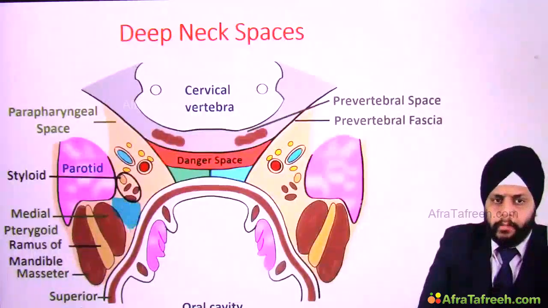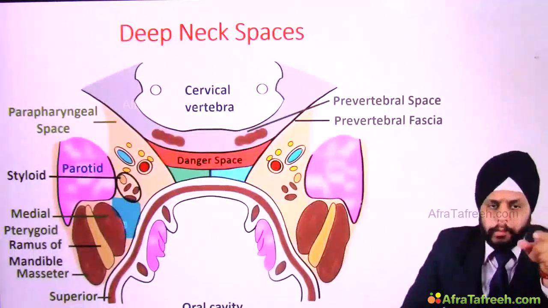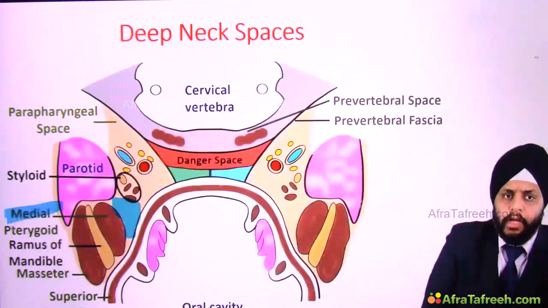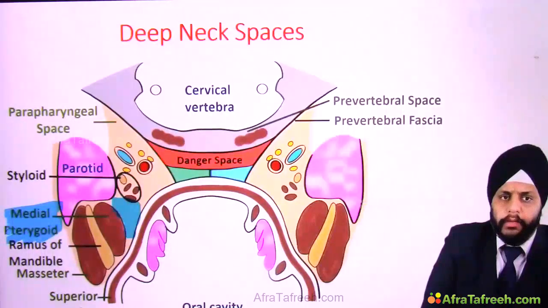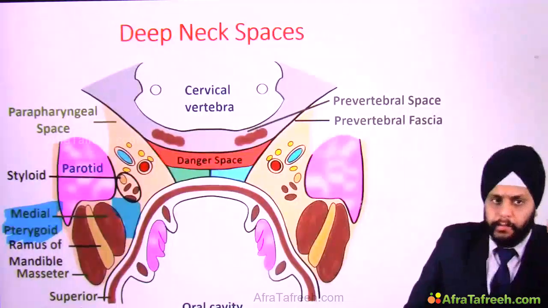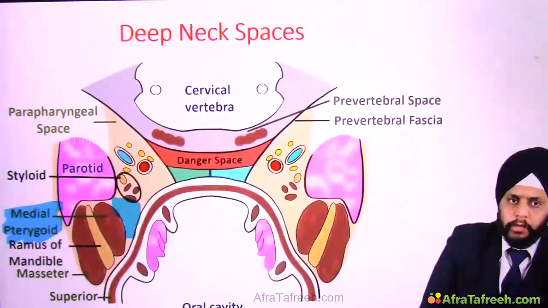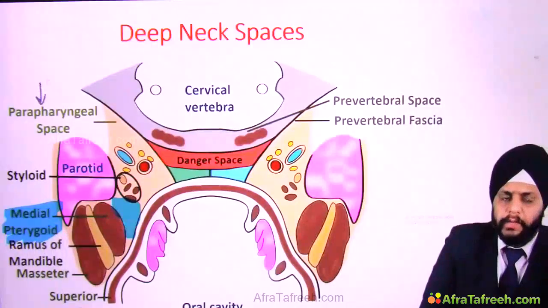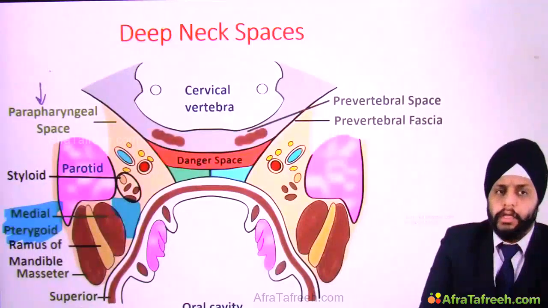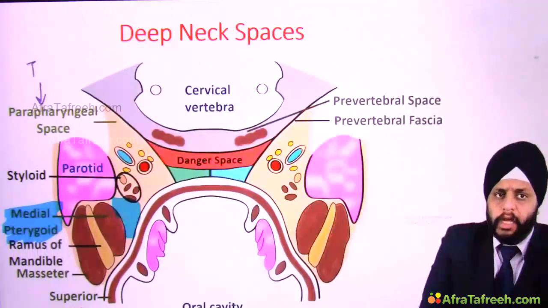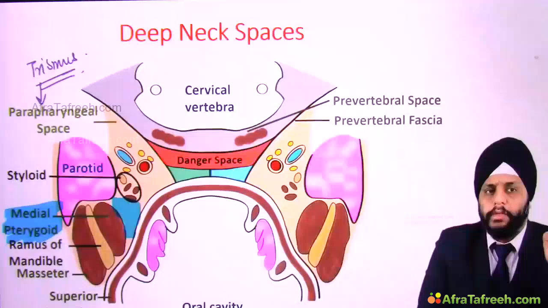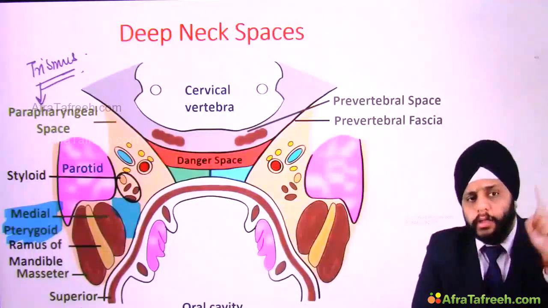Now, what is there in the pre-styloid compartment? In the lateral aspect of the pre-styloid compartment, we have the medial pterygoid muscle. If this muscle is irritated, the patient will have trismus. So that means a parapharyngeal space abscess can involve the medial pterygoid. The medial pterygoid is a masticatory muscle and it can cause trismus.